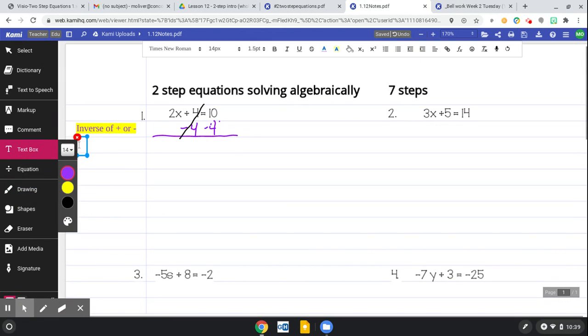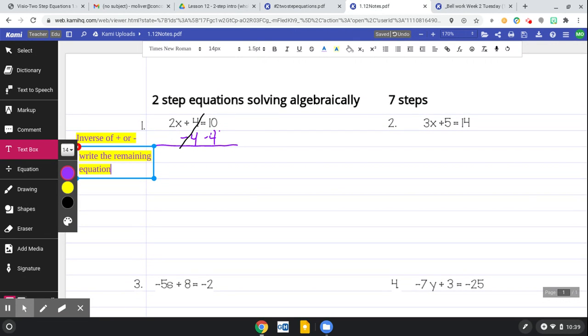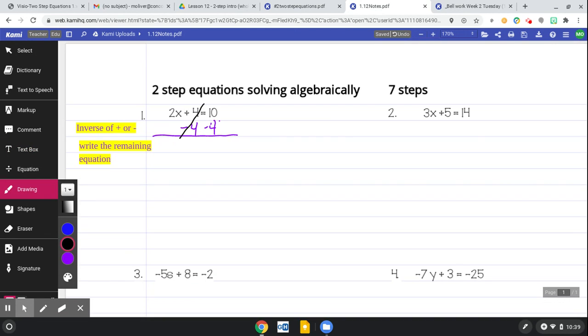Then we need to write the remaining equation. If you notice, we still have this 2x. So I'm actually going to bring down my 2x. I'm going to bring this down and rewrite it as 2x is now equal to, well, 10 minus 4 is 6. So I rewrote my equation.